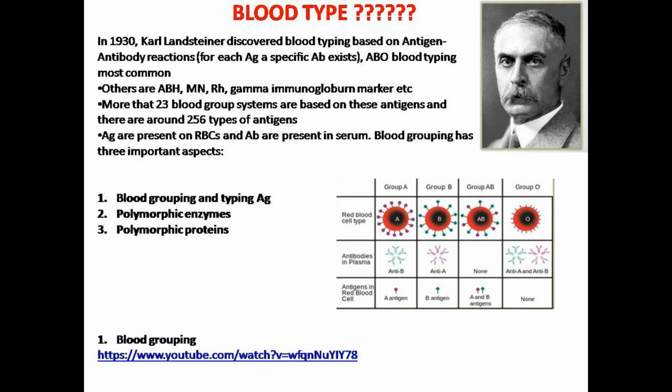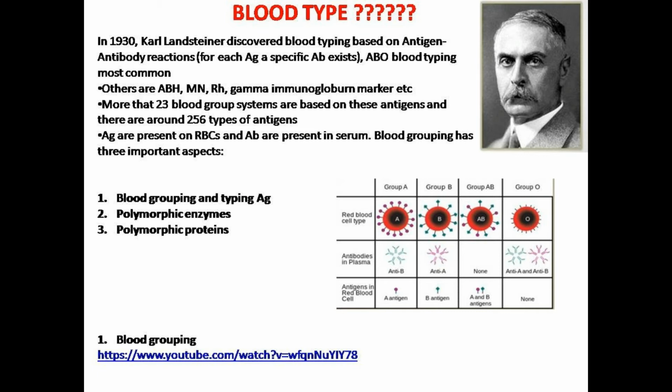There are different kinds of blood grouping: ABH, MN, RH, gamma globulin marker. There are more than 256 antigens and 23 blood group systems based on these antigens. A fundamental principle of serology is that every antigen has a specific antibody. Antigens are present on the red blood cells and their antibodies are present in the serum. A very common blood grouping is ABO blood grouping.